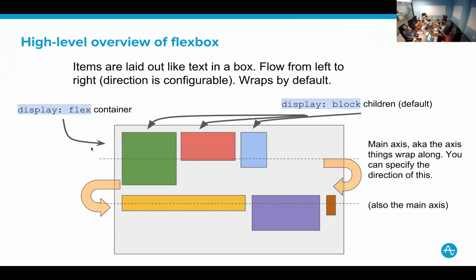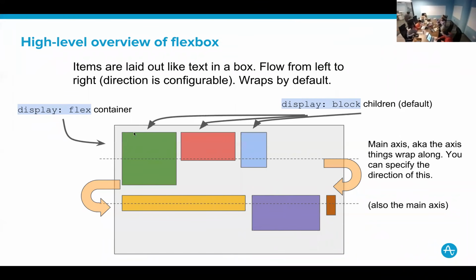And so just a little bit of terminology here. There's this axis, and also this axis is a continuation of this previous axis. This is called the main axis. This is just like one of the two dimensions in a Flexbox container.